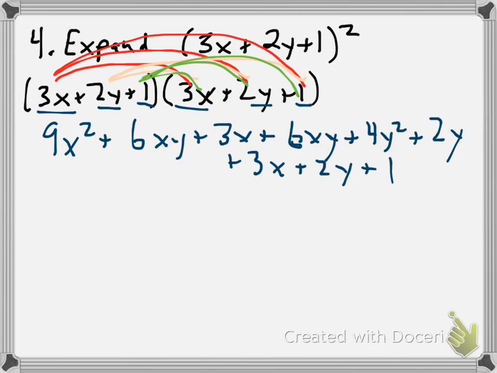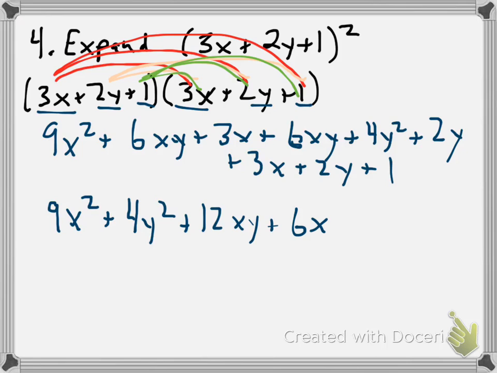So now let's combine all my like terms. I have 9x squared. I'm not going to care which order you put this in, but I'm going to put my 4y squared next. I have a few xy terms, 6xy and another 6xy, so that's going to give me 12xy. Now I'll take all my regular x terms, and it looks like I have 6x. And I'll take all my y's, and I have 4y together, and lastly just plus 1.